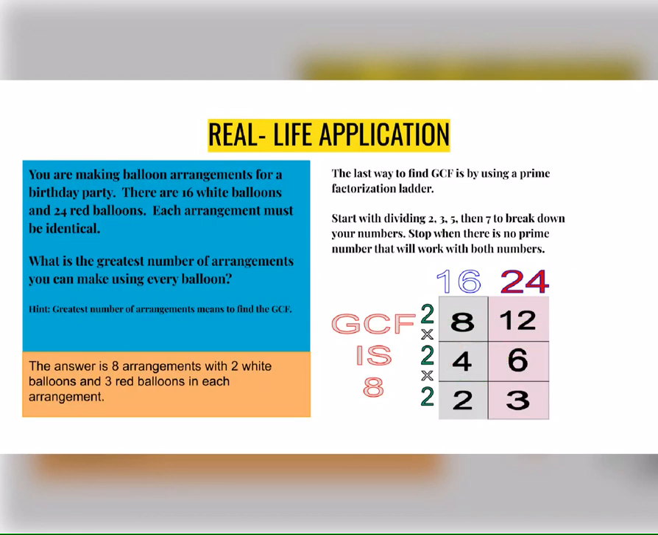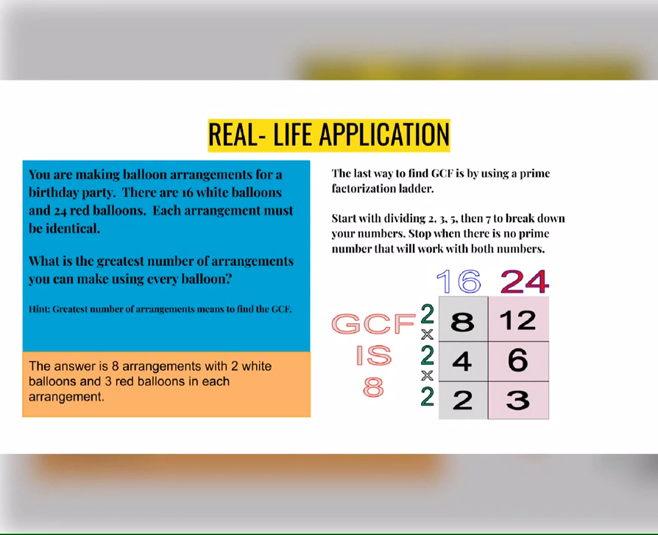They're both even numbers, so let's divide by 2 again. 4 divided by 2 is 2. 6 divided by 2 is 3. Now 2 and 3 are both prime numbers and they share nothing in common other than a 1. So now we know we are finished with our prime factorization.